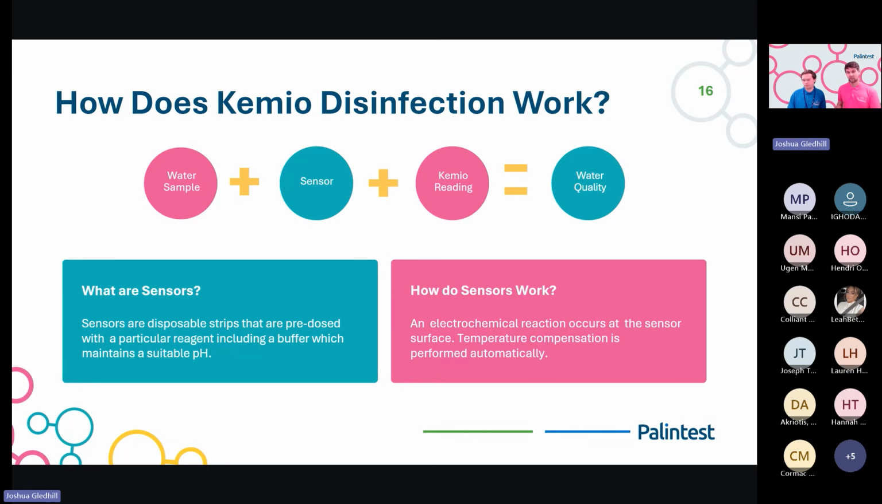Now, how does this sensor work? It takes an electrochemical reaction, so whatever's dosed on that particular reagent, and we'll go through that in a bit more detail in a second, at the sensor surface, and then that sensor surface sends a signal up to the Kemio reading itself, and that converts it to a parameter reading.